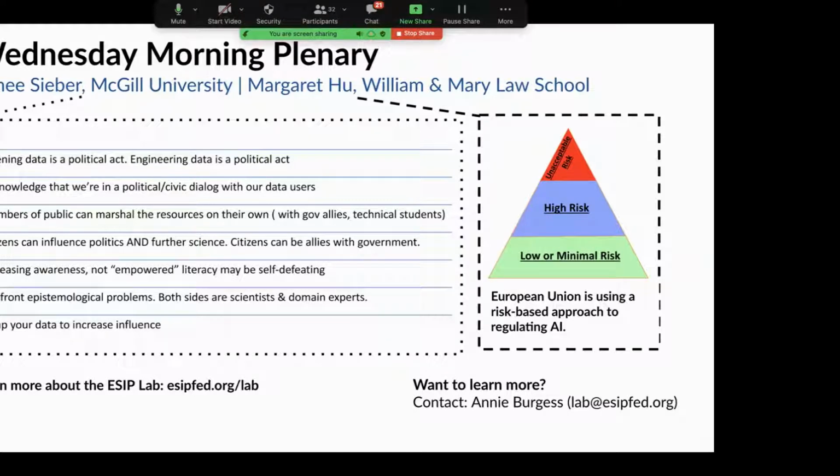I think both of their talks were a little bit of a pivot from what we often hear at ESIP plenaries. And I was really excited to have them as our in-person lab plenaries.